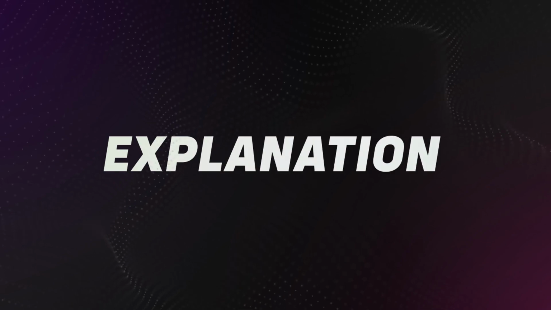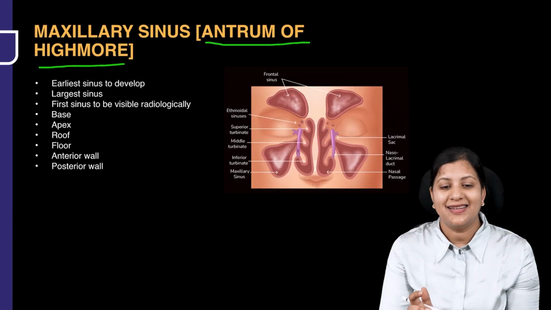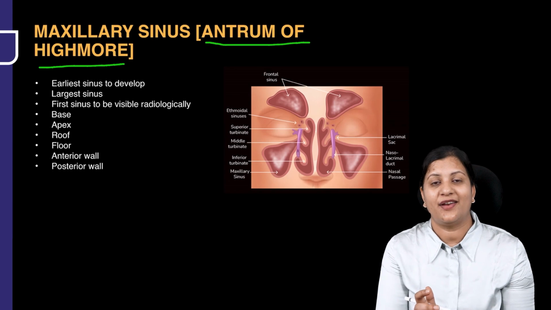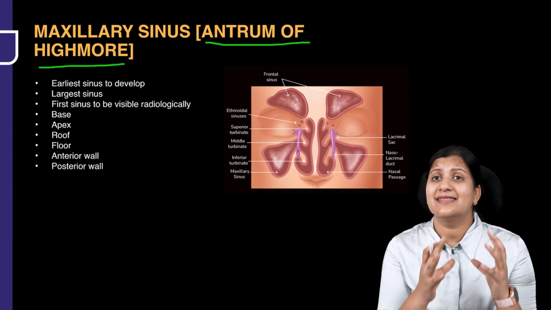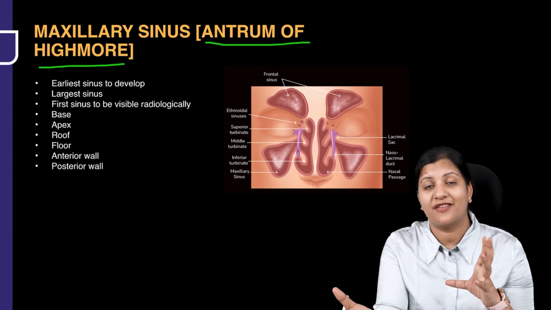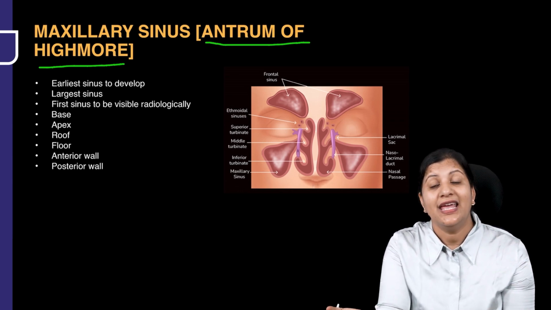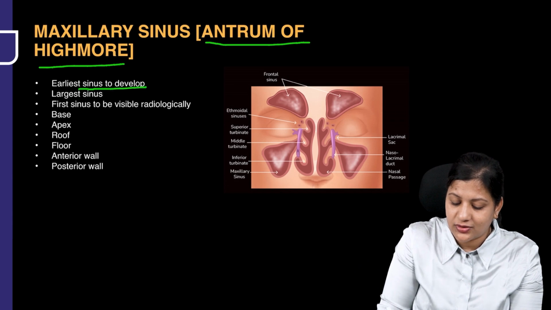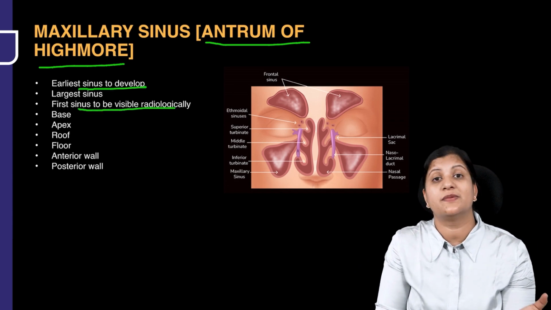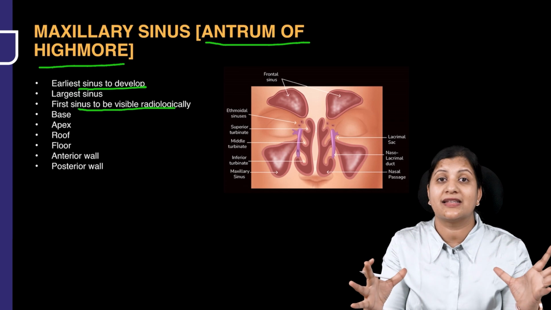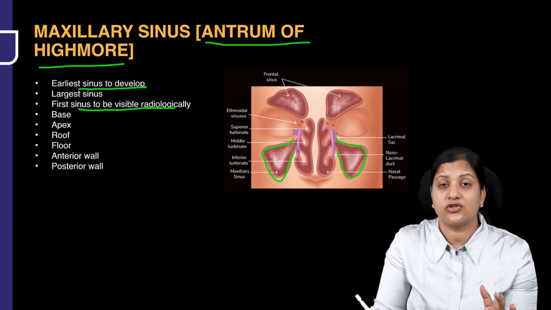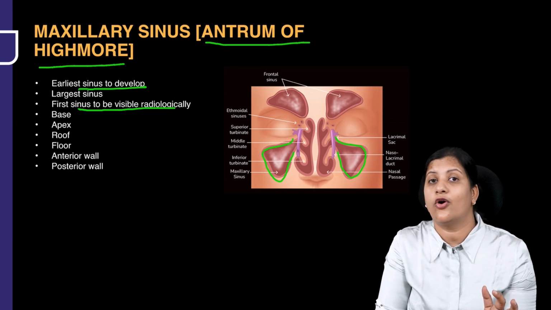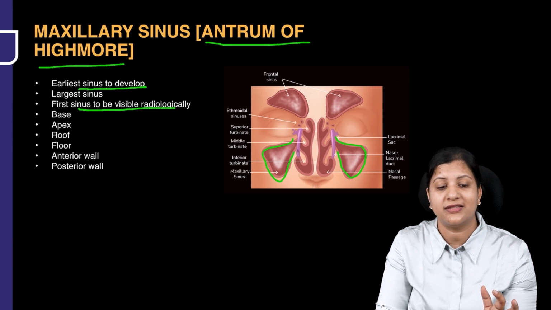Here's the explanation. Radiologically, maxillary sinus is also called the antrum of Highmore. It is the first sinus to develop, and hence, since it's the first sinus to develop, won't it be the first sinus to be visible radiologically? Yes, it is the first sinus to develop and the first sinus to be visible radiologically. It is the largest of all the sinuses. So if you see, this is the largest of all the sinuses.